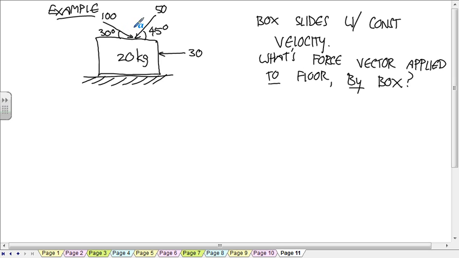If you calculate the horizontal components of all these forces, they don't equal 0. And so that means that there has to be friction in this. So there has to be friction between the box and the floor.